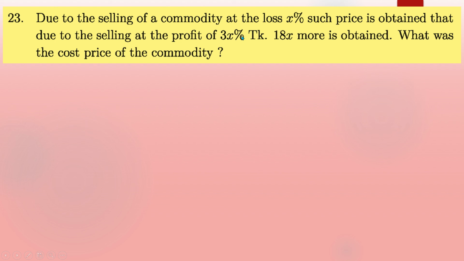Again, at 3x percent. 3x percent means, as cost price is taka y, at the profit 3x percent means 3x percent of y. That means 3x by 100 of y. After calculating this, we'll get 3xy by 100. This is a profit. Therefore, selling price will be y plus 3xy by 100. Also y minus xy by 100 is also a selling price, but their difference is taka 18x. After calculating, you will get the value of y.